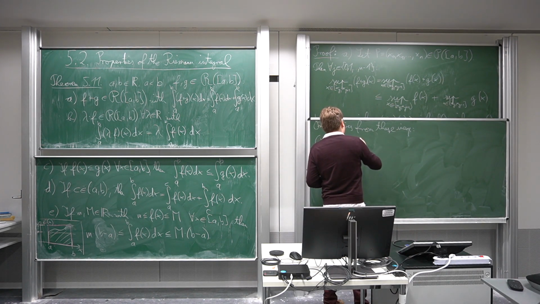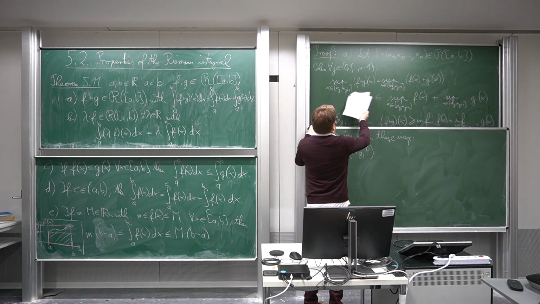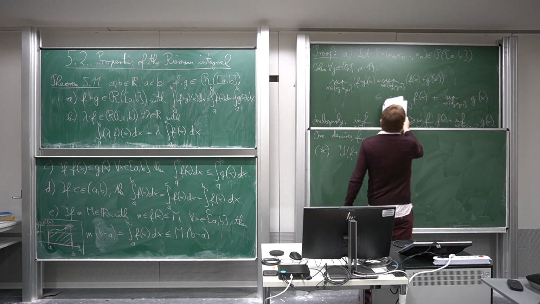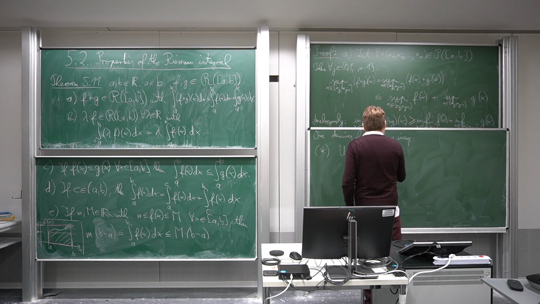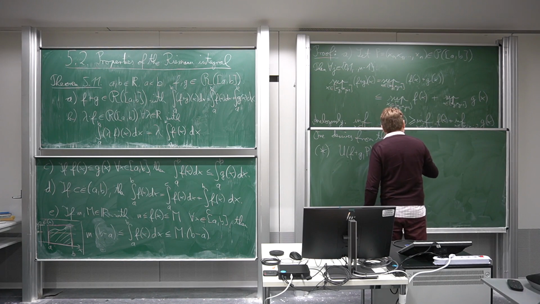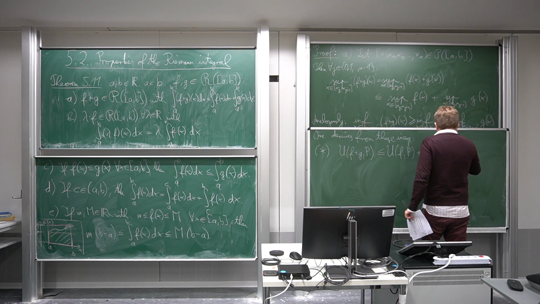U of f plus g with respect to the partition P. Now, we've seen that this contains these expressions here, the supremum of f plus g of x. And we have seen that we can then estimate this by this. And if we just play around with the upper sums, we see that it directly follows that this is smaller than the sum of the upper sums of f and g, simply by using this supremum property.